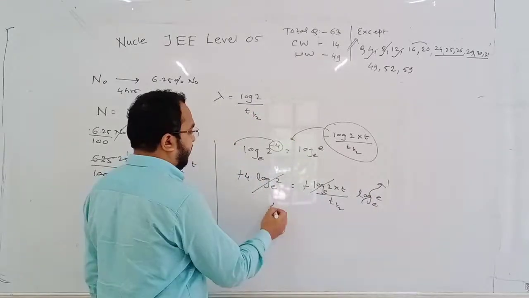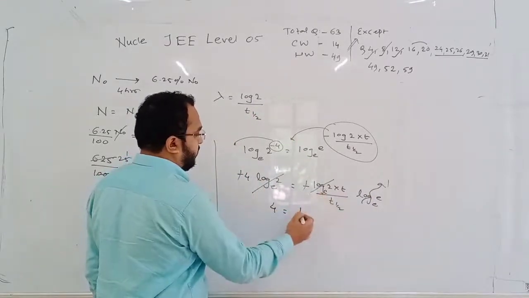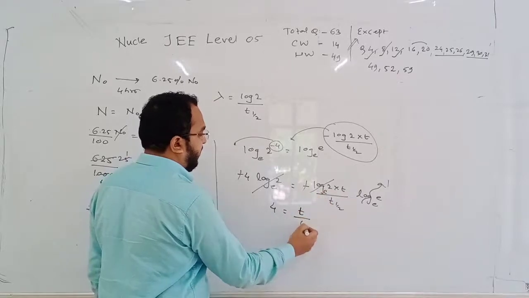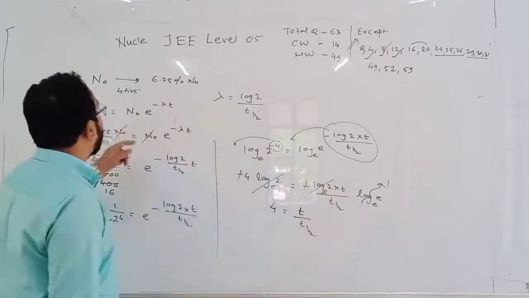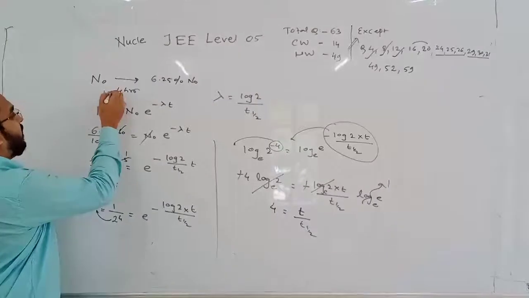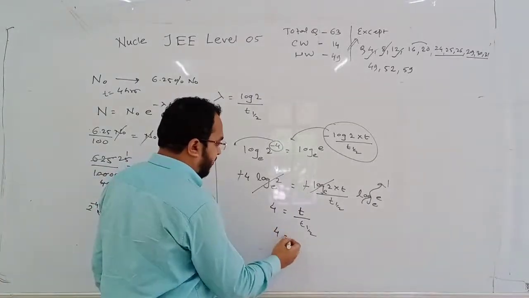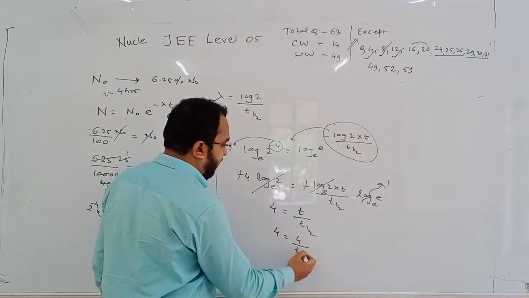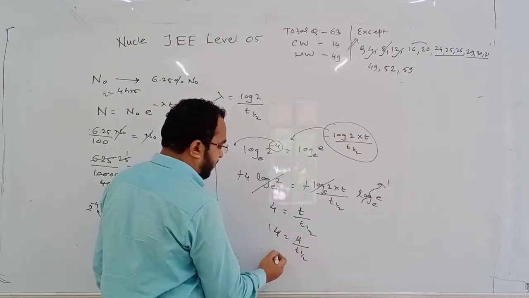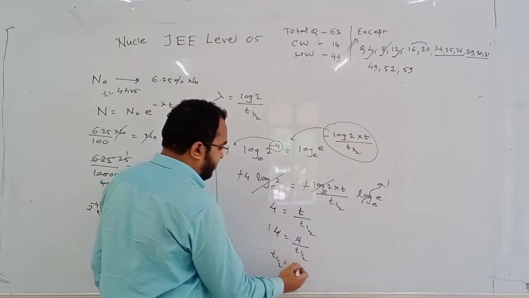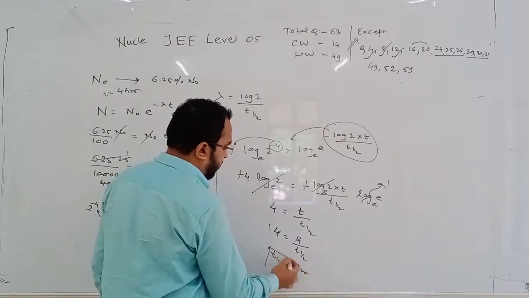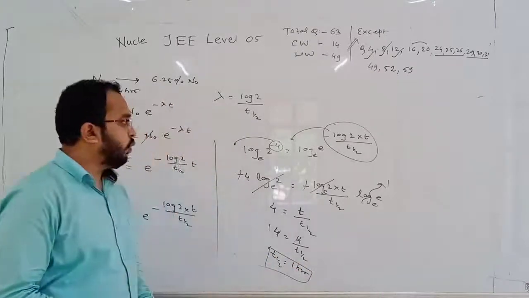Now we are remaining with only 4 upon t half. This t is given. This t is 4 hours. So 4 is equal to 4 upon t half. 4 and 4 cancel. From here t half is equal to 1 hour.